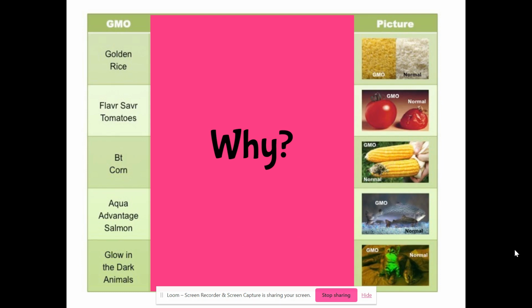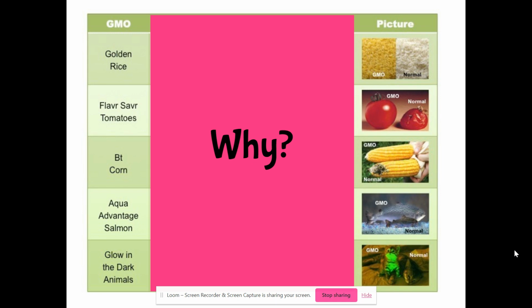Okay, so I found some examples of some genetically modified foods. So the first one there is the golden rice. You can see the golden rice on the left, and then the natural white rice on the right. Flavor Saver tomatoes. So on the left, the GMO, and on the right, the normal one.